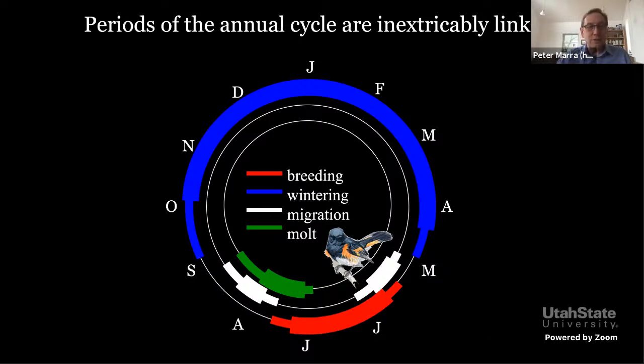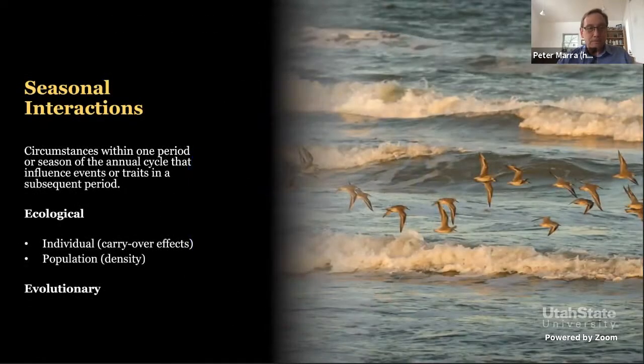I hope it sounds really intuitive, and it's like, well, of course, because it should. It really is critically important. So what I'm talking about are something that we've termed seasonal interactions. These are circumstances within one period or season of the annual cycle that influence events or traits in a subsequent period. And I think of these happening at both ecological and evolutionary scales.